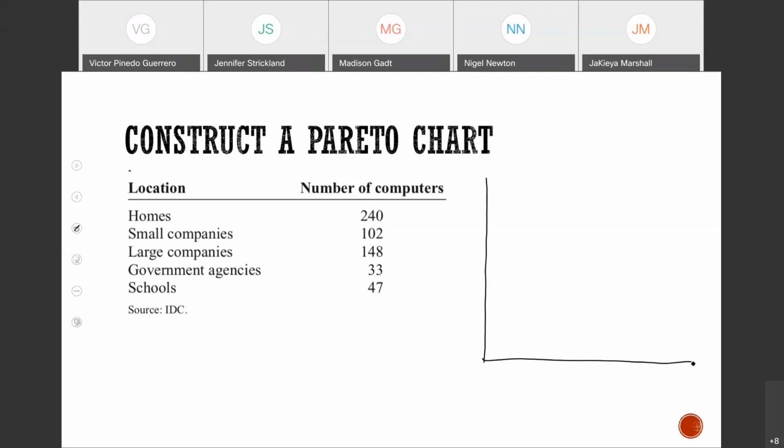Now I need to come up with a scale for the number parts. Remember, your frequencies are going to go up the y-axis. So the highest one is 240. What might be something good to count by? 10. Okay, I could do 10. That's kind of a lot, though, right? Yeah. What do you think? 50. 50, yeah, I think I'd probably do 50.